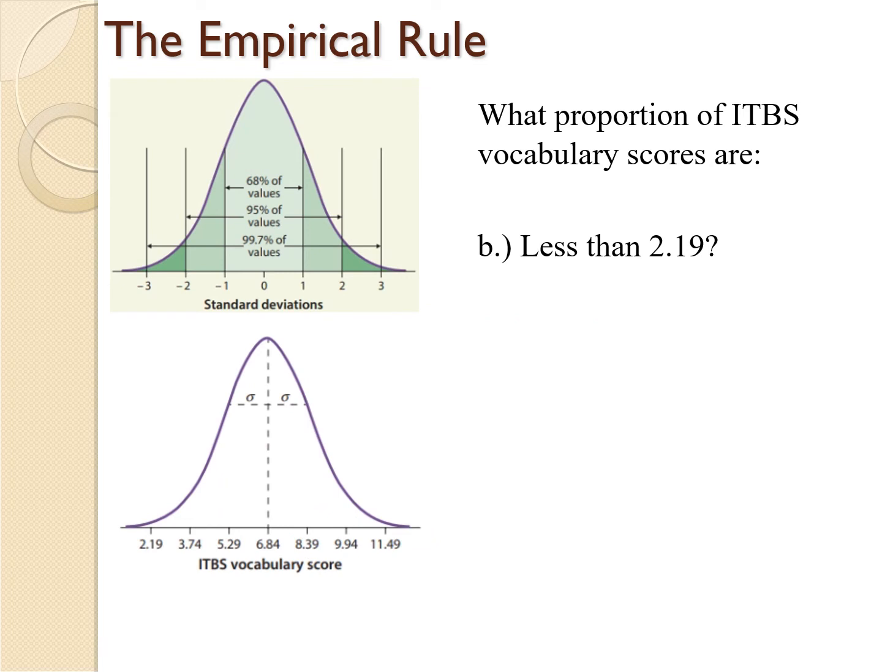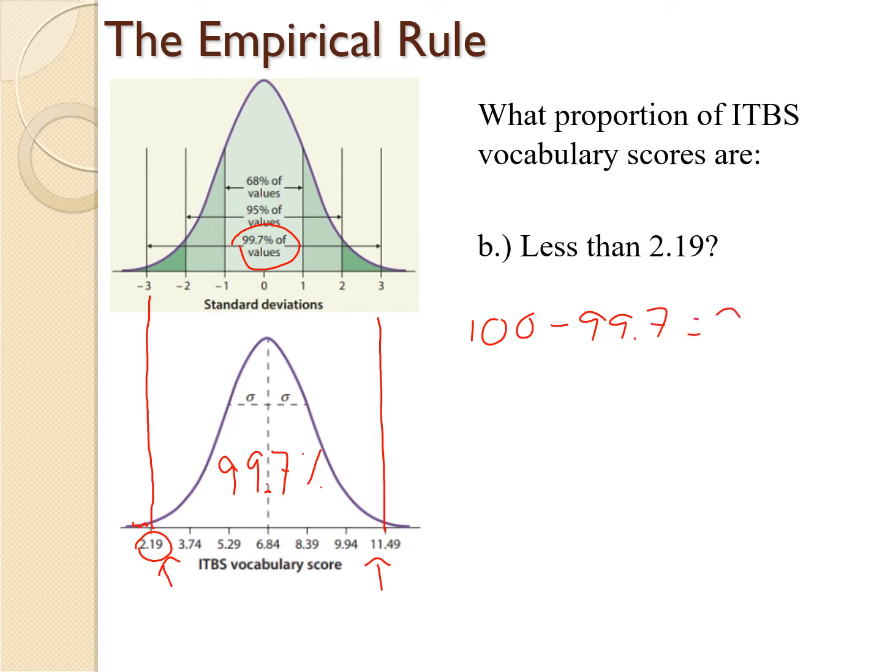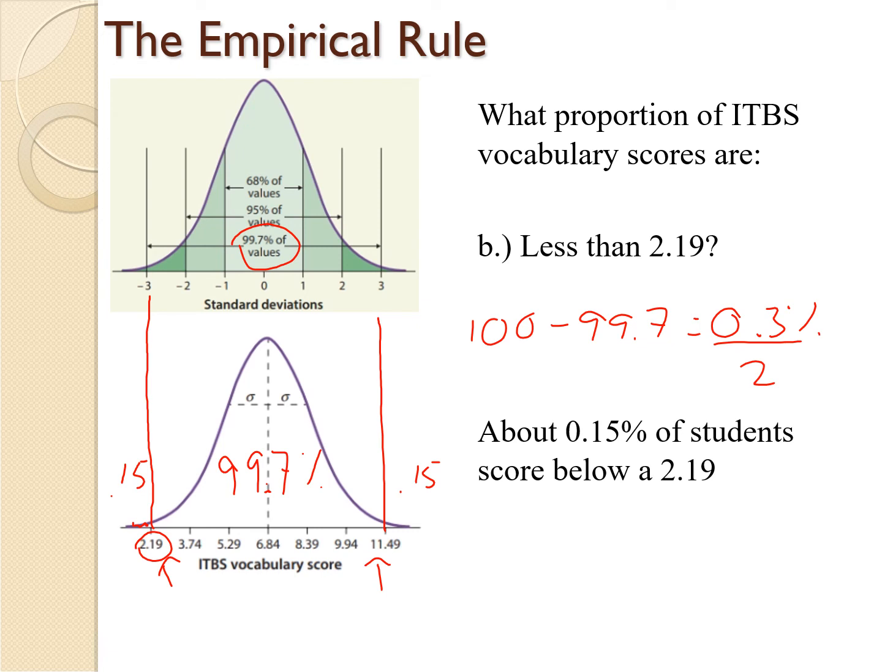What proportion of these scores are less than 2.19? We see 2.19 down here. That's 3 standard deviations below the mean, putting it on the border of this 99.7%. So that's right on the edge of almost all of our data being in between that third standard deviation above and below the mean. And we're looking for this tiny sliver that's out here. Again, a symmetric curve. We're looking for the leftover, which ends up being 0.3%. And then that gets cut in half, with half on the left and half on the right. So there's about 0.15% of students scoring below a 2.19.